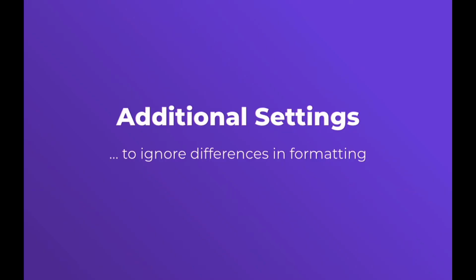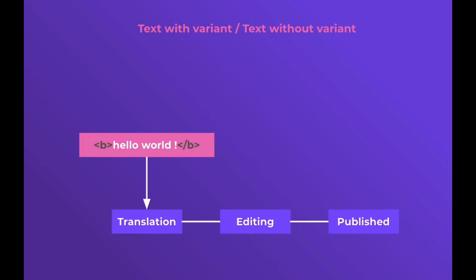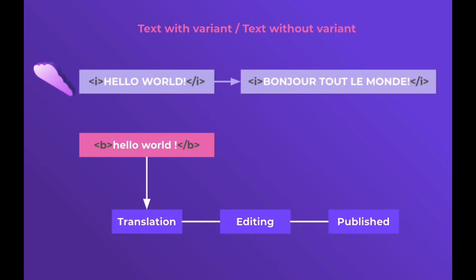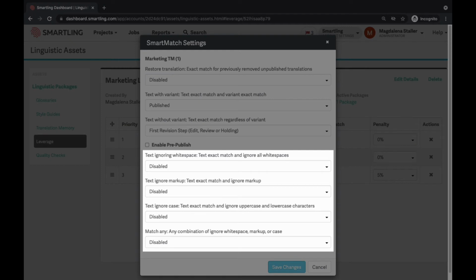Next, let's take a look at some additional settings that can help you get even more SmartMatches for further time and cost savings. With regular SmartMatches for text with variant or text without variant, your new content needs to have all the same formatting elements as the string stored in your translation memory. The spacing, capitalization, and formatting tags all need to match. Otherwise, SmartMatch doesn't work. These next 4 settings are an exception to this rule. They allow you to reuse an existing translation for the same text, even if some formatting elements are different in the new string.